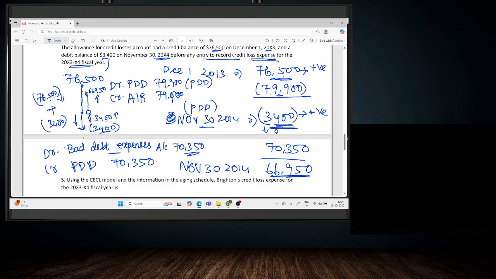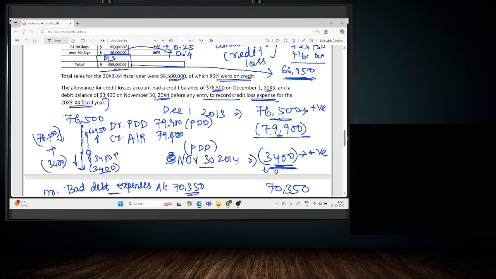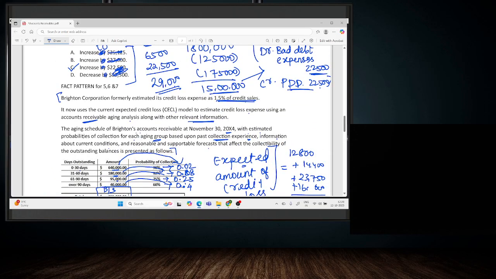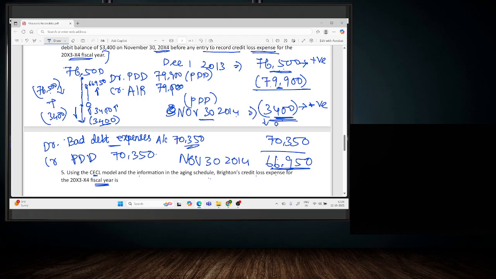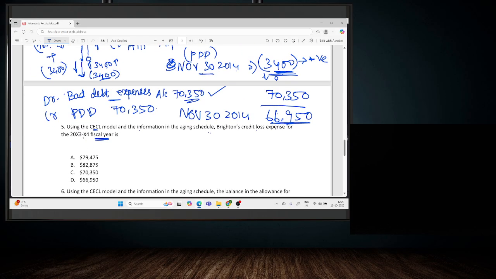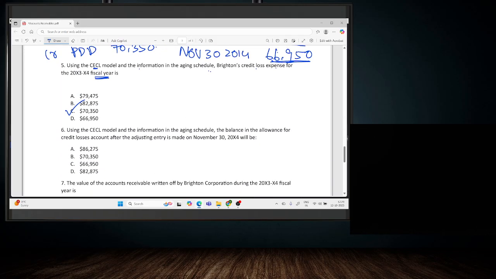Now look at the fifth question. Using the CECL model, the current expected credit loss model, and the information in the aging schedule, Brighton's credit loss expense for the fiscal year 2013-14 should be how much? So what is the amount of credit loss they should expense to their P&L account? It is 70,350 rupees. That is what we saw right now. So option C is the right answer, 70,350 rupees.